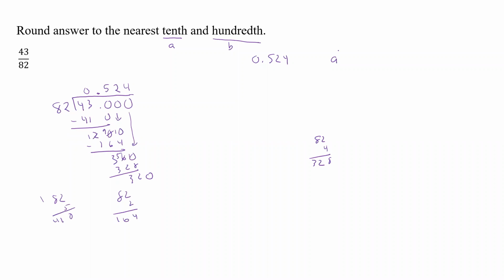So A, we need to round to the nearest 10th, which is here. So this is our rounding digit in that case. 2 is less than 5, so then we don't round this. So that's just going to be 0.5 rounded to the nearest 10th. Now B, well, now we have 0.524, so we're going to round to this 100th, and so that's our rounding digit. 4, that also is not greater than or equal to 5, so we don't round this, and so that's going to be 0.52. So rounded to the nearest 10th, it's 0.5. Rounded to the nearest 100th, it's 0.52.